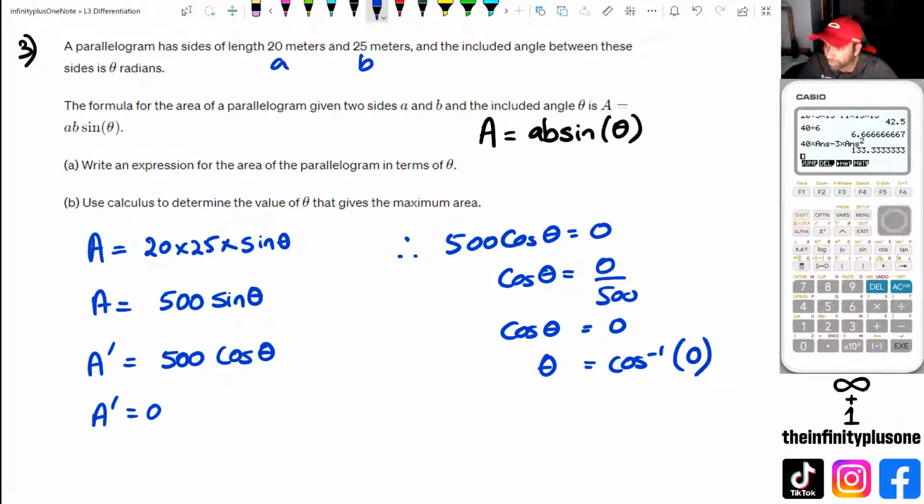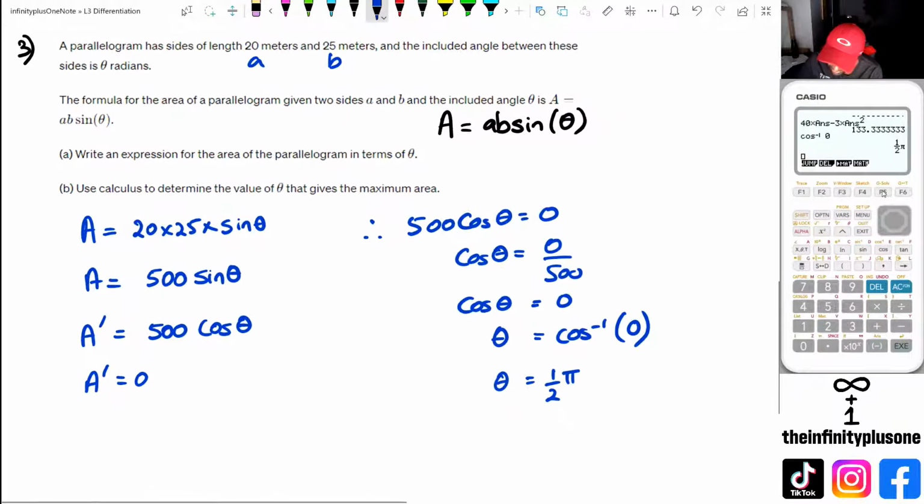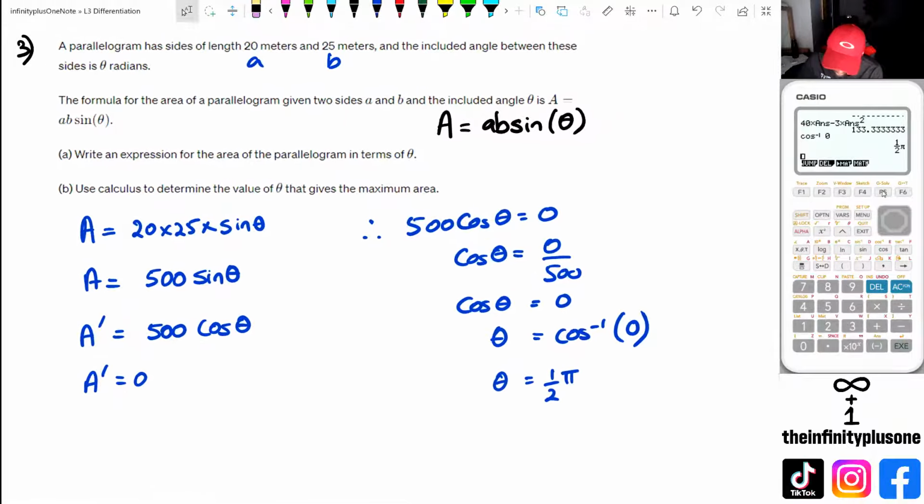So first check that your calculator is in radians. So click on Shift, Menu, Setup, to check that it's in radians. Then we're going to go Shift cos of 0. And as you can see, you're going to get theta is equal to half pi. So with that in mind, we're now going to find the area, which is 500 times sine of half pi.